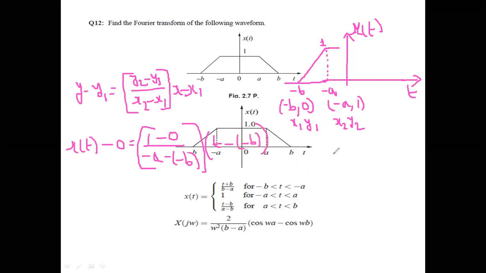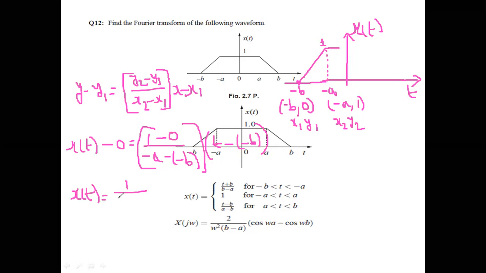Okay, my dear students, a little bit we did wrong here. It is not the point minus a, 0, it is minus a. At minus a, what is the value of y? 1. At minus b, what is the value of y? 0, because it is a point on the x-axis. But here it is not a point on the x-axis. At minus a, the value of y, nothing but x of t, is 1. Okay, x of t minus 0 means x of t is equal to 1 minus 0 over minus a minus minus b.